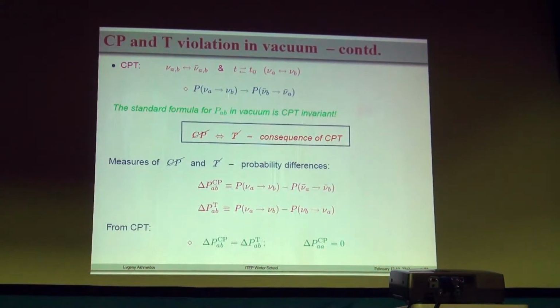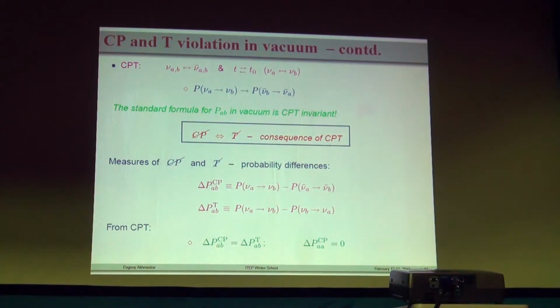Now, how about CPT? On the CPT, we should interchange neutrino and antineutrino, and at the same time t and t0, which is equivalent to interchanging ν_α and ν_β. And therefore, on the CPT transformation, the probability of ν_α oscillating into ν_β will go into the probability of ν_β bar oscillating into ν_α bar. And it turns out that they are equal to each other, as they should, from CPT invariance. And you can immediately check it with this general formula, which we discussed already many times. And as I said, this is a consequence of CPT.